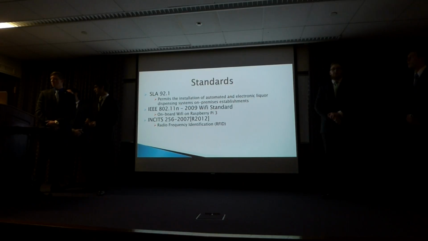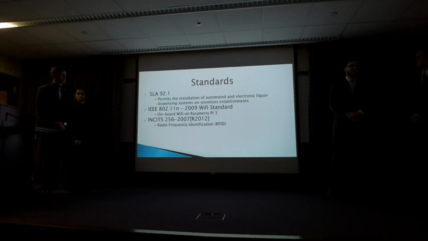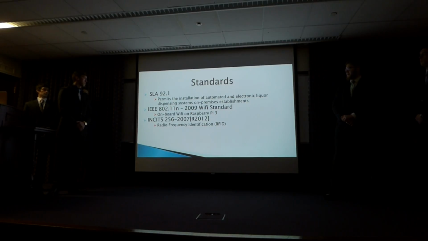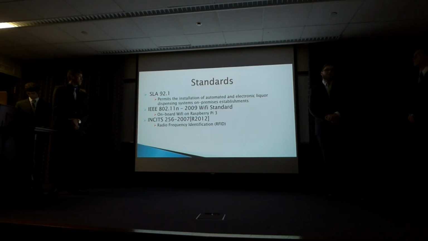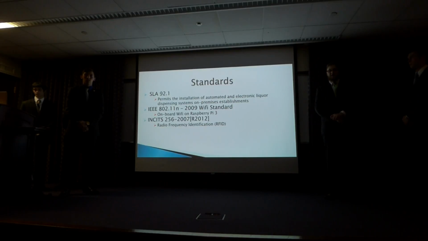So here are some of the standards that we're going to be using. That first one is a major one, which is the New York law, the SLA 92.1, using the minimum requirements to have an automated electronic liquor dispensing system. The second one is the IEEE 802.11n, which is specific for the onboard Wi-Fi of our Raspberry Pi. And the last one is the IEEE 1256-2007, which is for RFID technology.